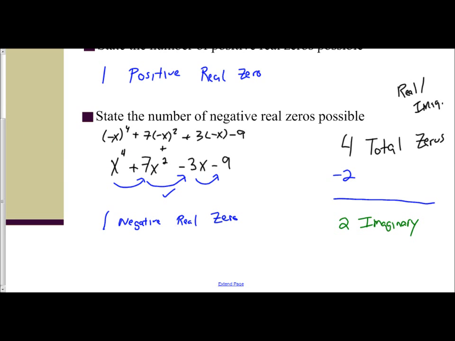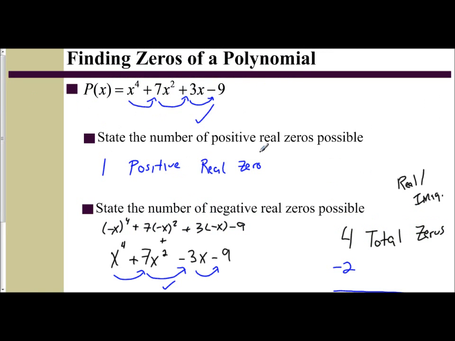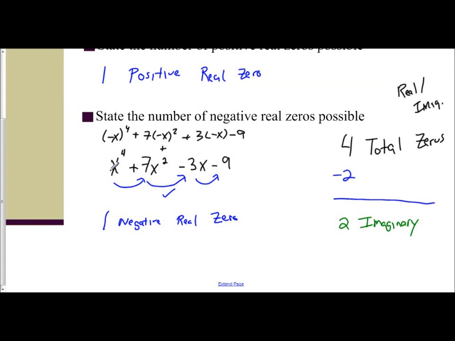So in Descartes' rule of signs, you keep it as is and look for the sign changes. That's going to tell you the possibility of the number of positive real zeros. When you change x to negative x and simplify from there, those sign changes tell you the possible negative real zeros, the amount of those. And that is Descartes' rule of signs.